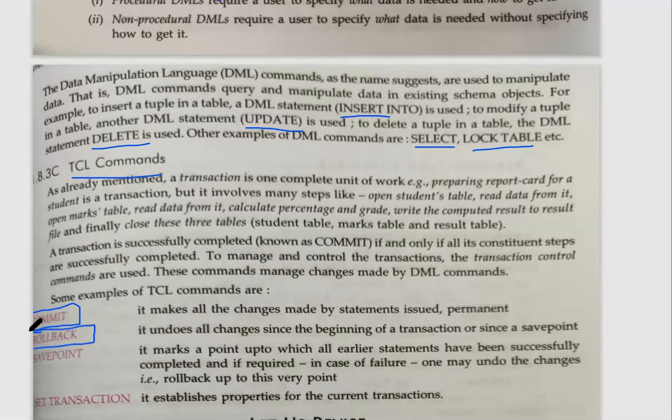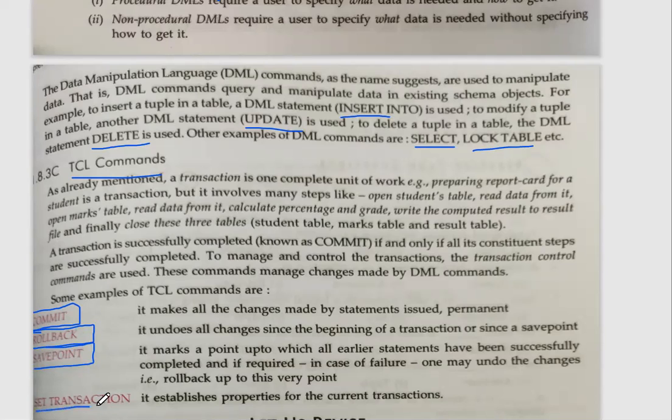Suppose you were doing a transaction and in between there was some failure or technical issue. In that case, you can go to rollback. Rollback means you can undo your transaction. Then next is savepoint. Savepoint is again a command. If my transaction is a little bit big, in between I can add some savepoints. If savepoints are added, then in case of rollback, it will undo only up to the nearest savepoint.